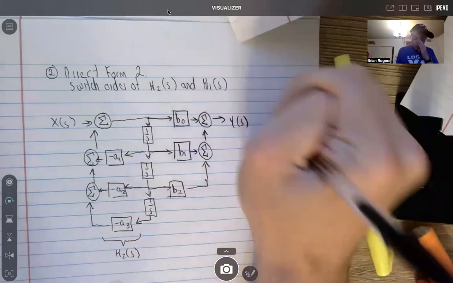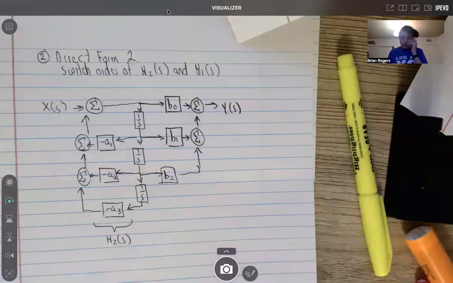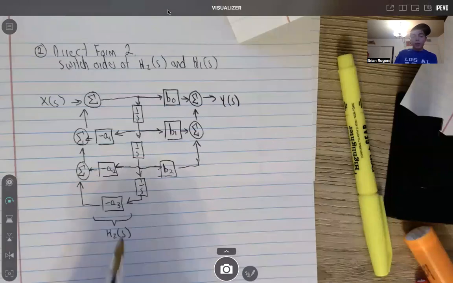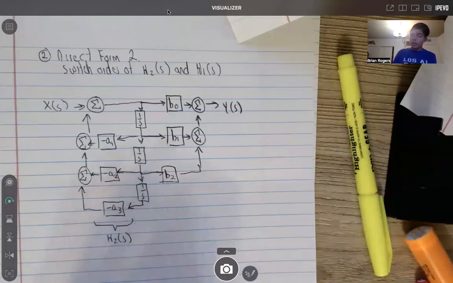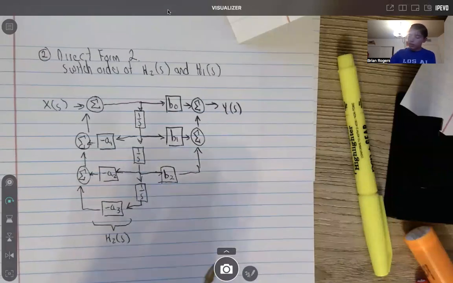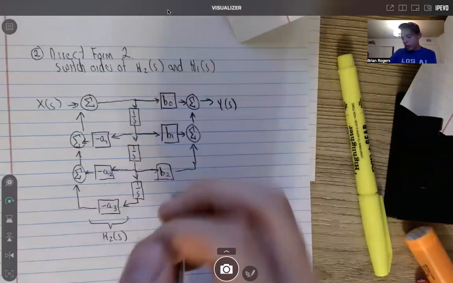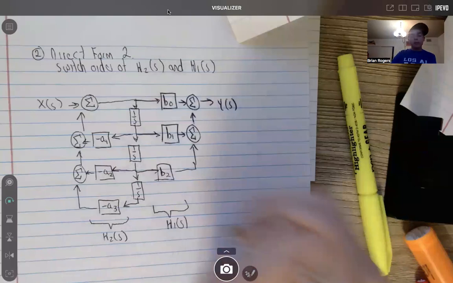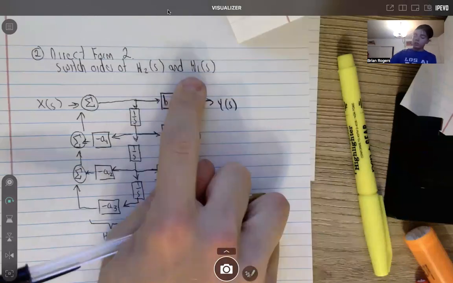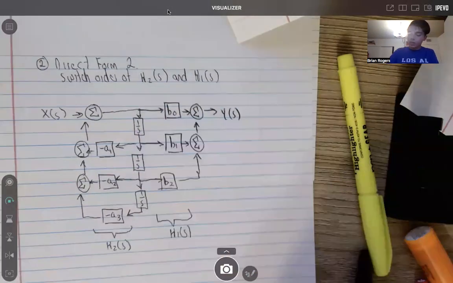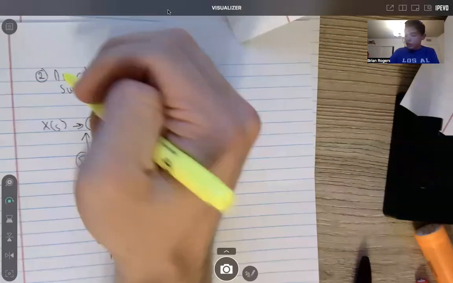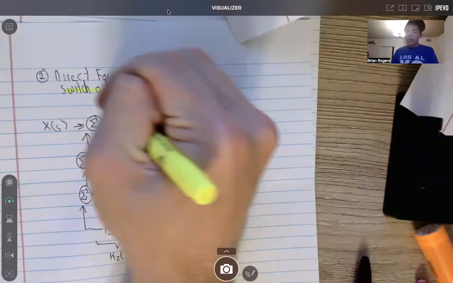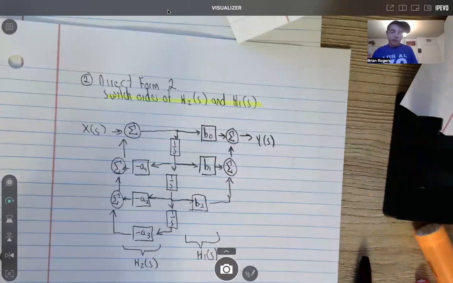Okay, so that is basically how you form direct form 2. You form it from direct form 1, and then you just switch the orders of H2 of S and H1 of S. And so that's how you get it. You'll notice that they share blocks. So direct form 2 is more of a condensed version. It uses fewer blocks. So the main thing is just switch the order. If you know how to get direct form 1, it's pretty easy to find direct form 2.